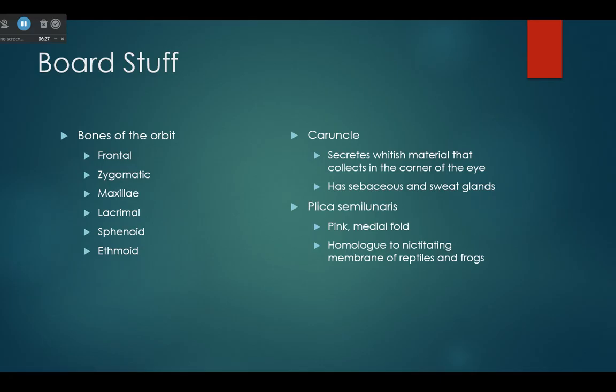So stuff that would have normally been written on the board for this chapter, we need to know the bones of the orbits. So this would just be strictly a word question. So I might ask, list the bones of the orbit, or which is not a bone of the orbit, that kind of scenario. So we have the frontal, the zygomatics, the maxilla, the lacrimal, the sphenoid, and the ethmoid.